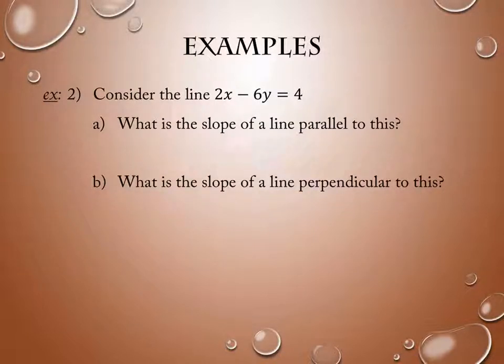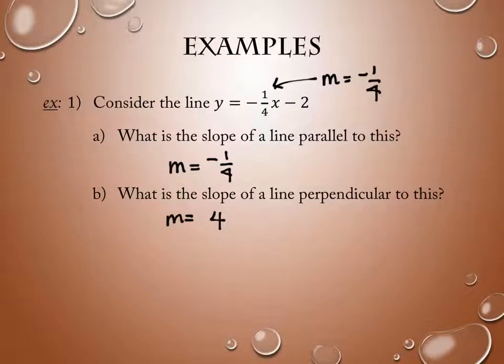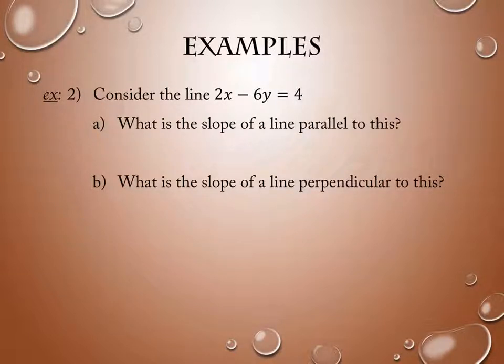Okay, what about this one? This line is 2x minus 6y equals 4. The questions are the same. What's the slope of a line parallel? What's the slope of a line that would be perpendicular? But how is this problem different than the one before? It's not in slope-intercept form, right? Yeah, I can't just look at it and say, oh, I know what the slope is. Over here, I really hope that when you look at that line, you can immediately tell me what the slope is. It's -1/4. You should be able to do that. Over here, it's not so straightforward as that.